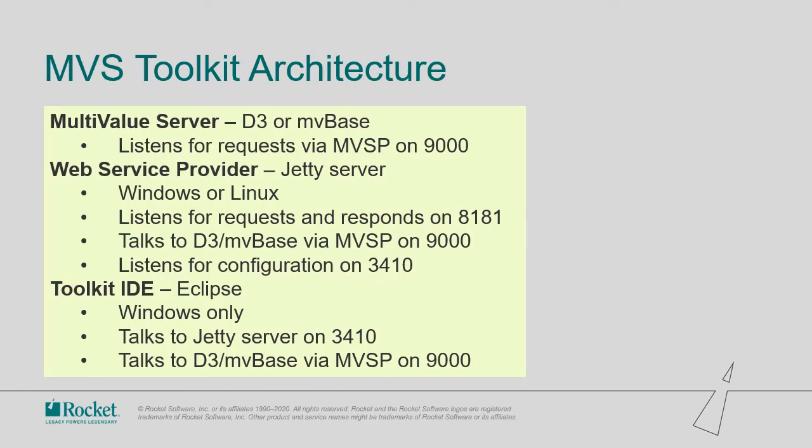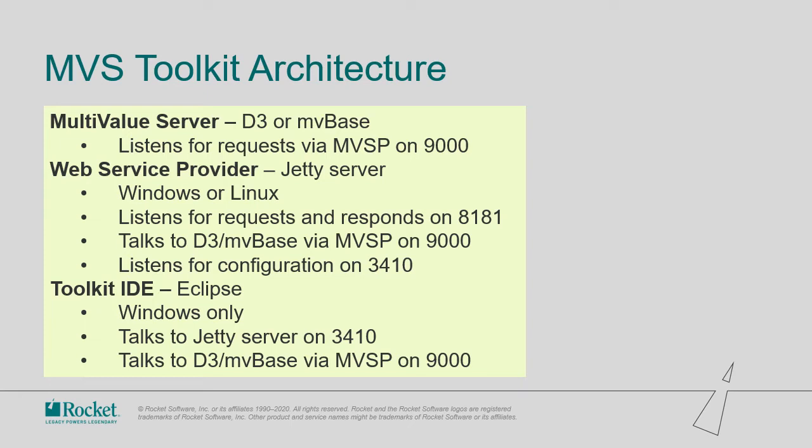Let's talk about the Toolkit architecture. First, it's important to note that the Toolkit works against both D3 and MVBase as multi-value server backends. For the purposes of this tutorial, we'll refer to the multi-value server as D3 for brevity. Just know that MVBase is fully supported as well. It's also important to note that the TCP ports shown in these examples are the defaults, but they are configurable.